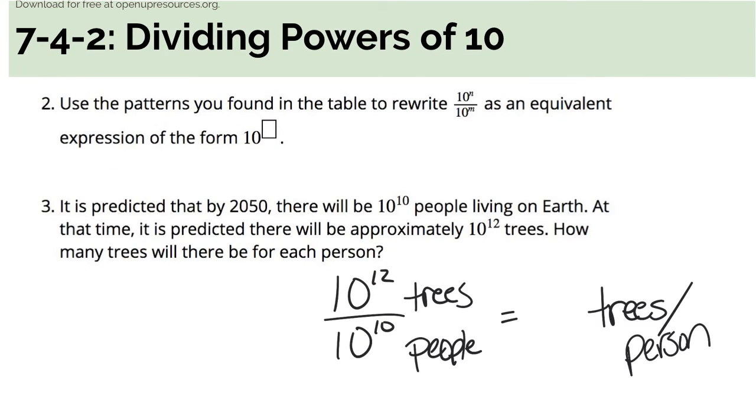On number 2 here, using the rules we just saw, we would subtract those exponents, so this would be the same as 10 to the n minus m power. And just be careful there, the order does matter. It does need to be the exponent in the numerator minus the exponent in the denominator. In number 3, if I'm going to figure out how many trees per person there is, I'm going to subtract my exponents, and this would be 10 to the 2nd, or 100 trees per person.